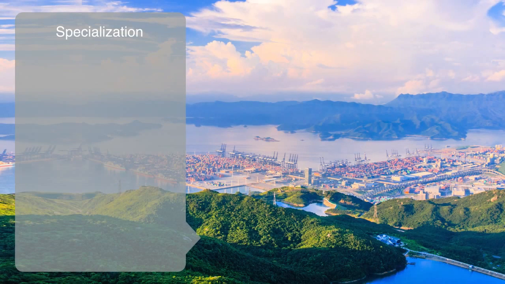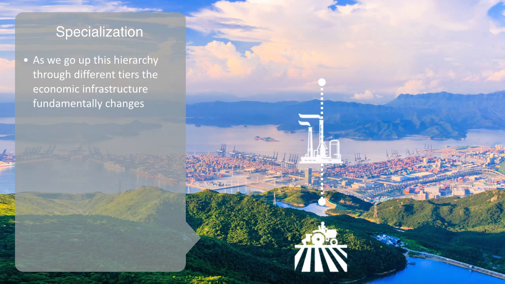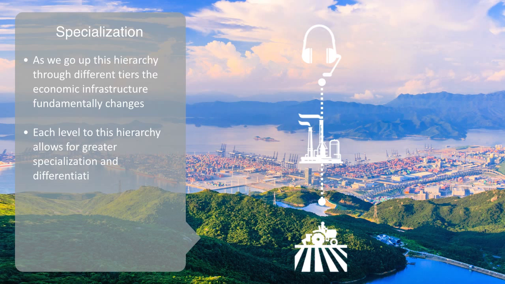As we go up this hierarchy through different tiers, the economic infrastructure fundamentally changes, from serving the function of primary production to manufacturing to services, information and knowledge activities. This is the three-sector hypothesis to the development of economic infrastructure, and it is the macro-scale structure to our global economy. Each level to this hierarchy allows for greater specialization and differentiation.